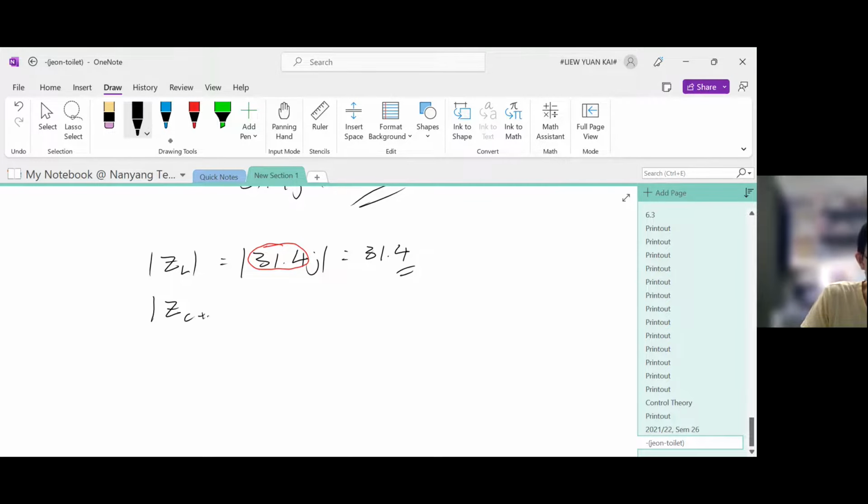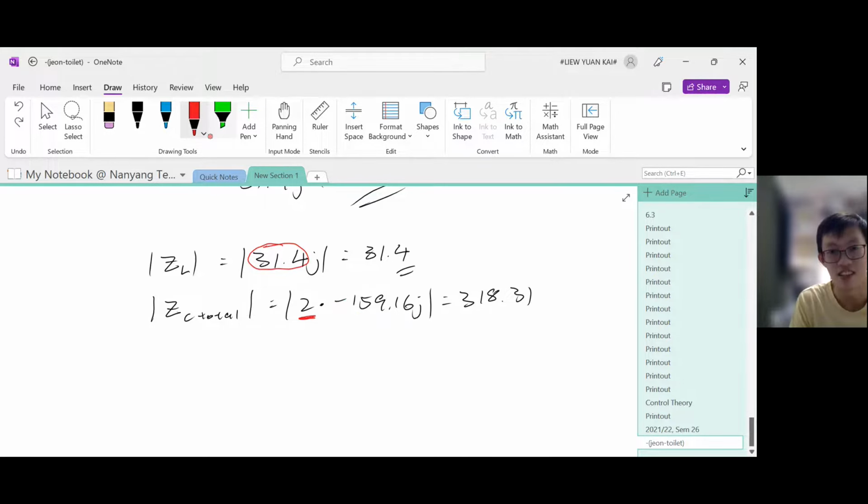Then ZC total is given by, now notice that C1 and C2 are exactly the same, so I just take 2 times one of them, which is negative 159.16 j. You find the magnitude, you should get this. So this 318.31 is just take this times this. You don't need the negative sign anymore. Then you should get 318.31, and then just drop away the j. So this is the magnitude.